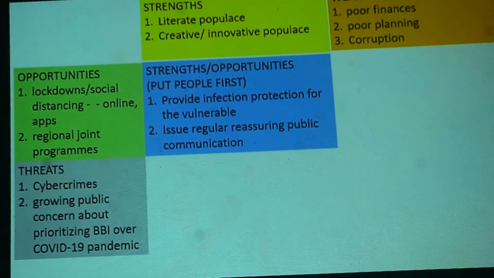So, having now listed our strengths and opportunities, we can now merge them. SO strategies, strengths and opportunities, and the obvious one: let's put people first. For example, provide infection protection for the vulnerable, those face masks. Issue regular reassuring public communication. Spend on awareness, spend on communication, spend on motivating people. Those are some of the strategies that can come out. People are literate, they can understand, they can read. Creative, can we come up with some creative protection for the vulnerable?